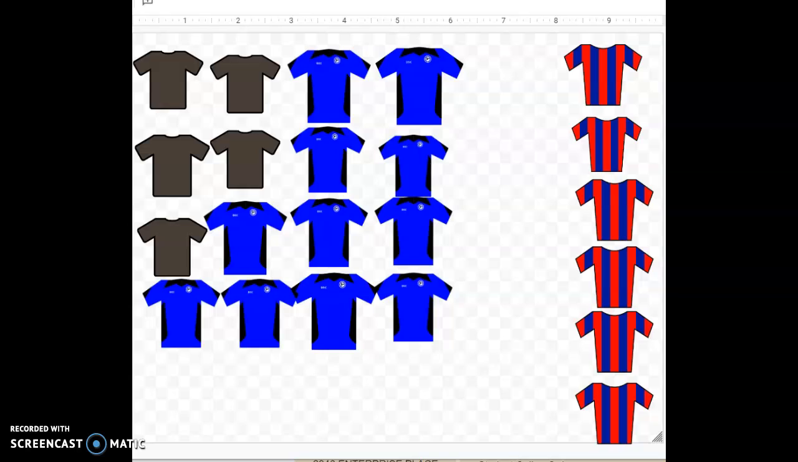Hello, second graders. So today during math, we're going to be collecting information or data about one another by playing Guess My Rule with people, multiple categories. And multiple just means more than one.